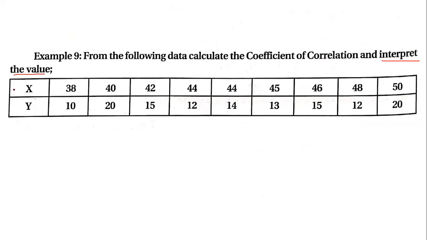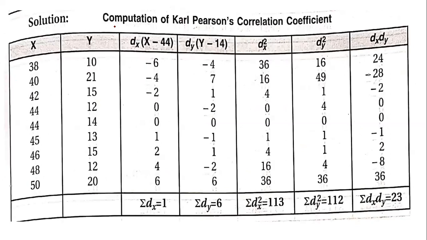They have directly given us x and y values, so let us copy these from the question to the solution table. In the solution table, the heading is compulsory: computation of Karl Pearson's coefficient of correlation. You have to specify which coefficient of correlation we are solving. That is important. Then the x and y values are copied down.